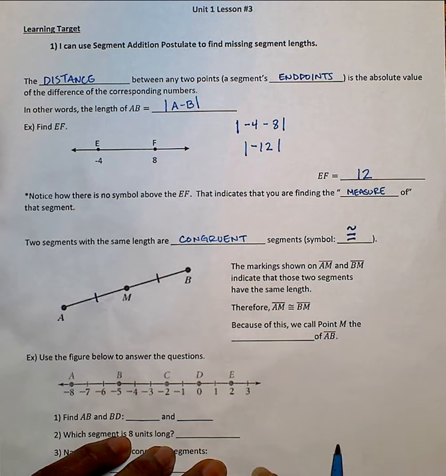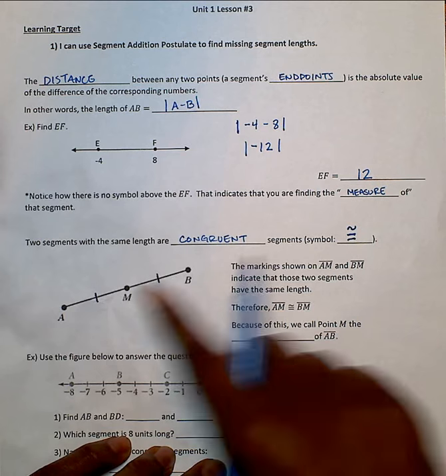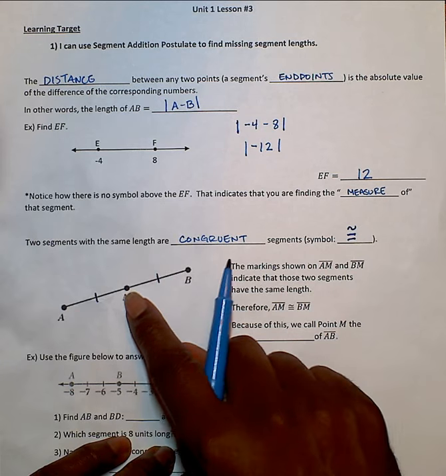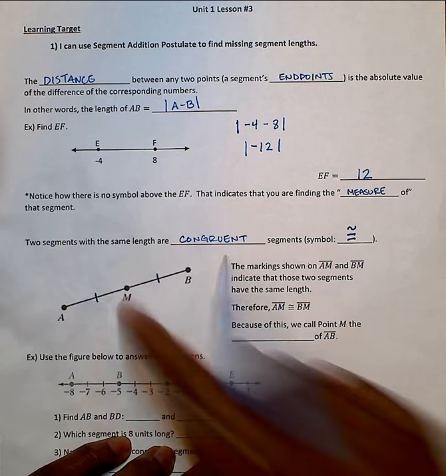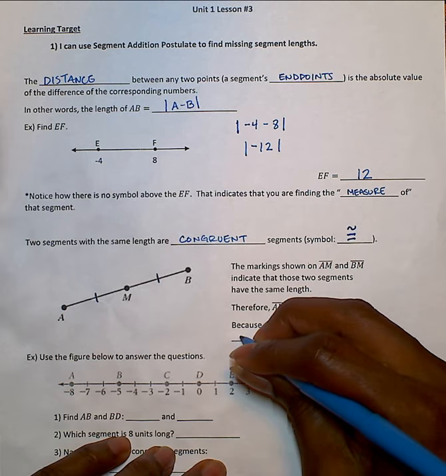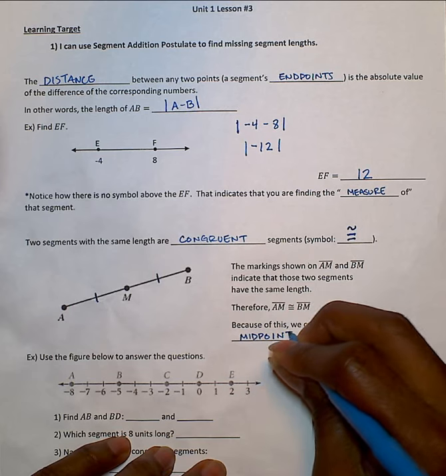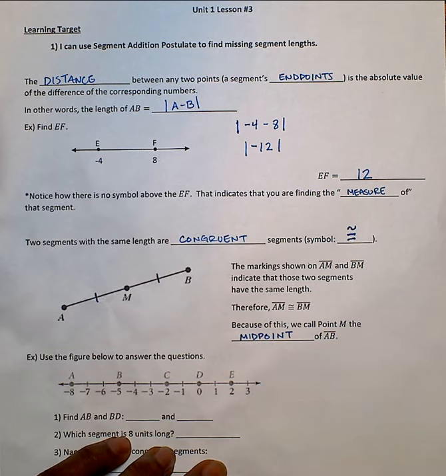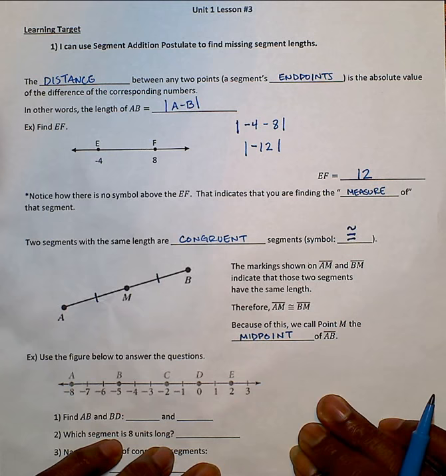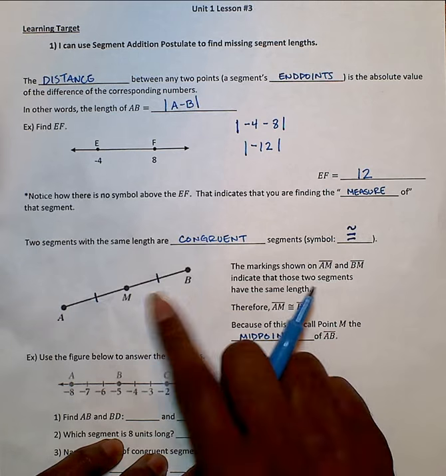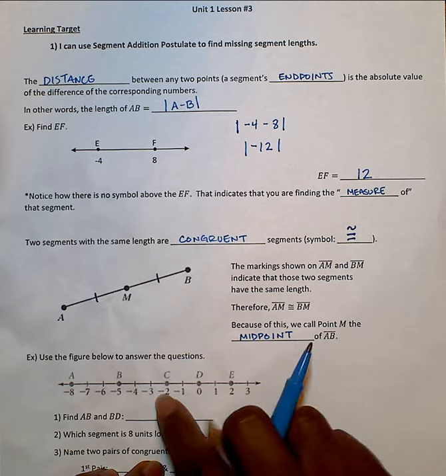Now, if these two are the same, from A to M is the same as from B to M, that means M is the midpoint of AB. It's in the middle. So it's a term that you should be able to recognize and use if given in the description or a problem. Alright, so we can do that with values, we can do that without values, and with more algebraic expressions, but let's talk about it on a number line first.